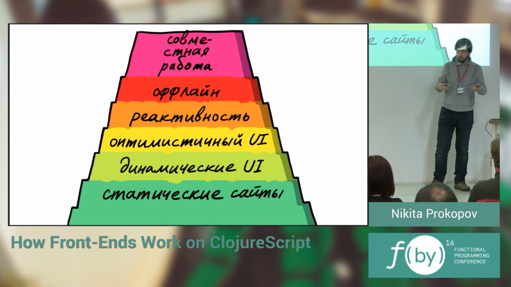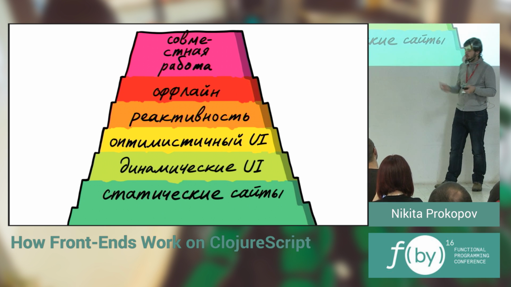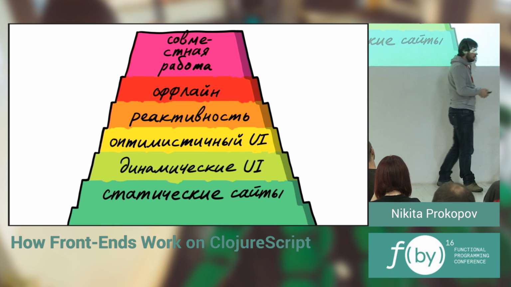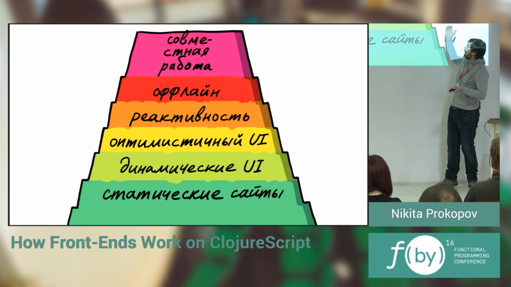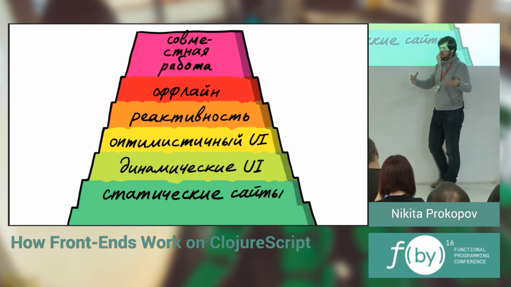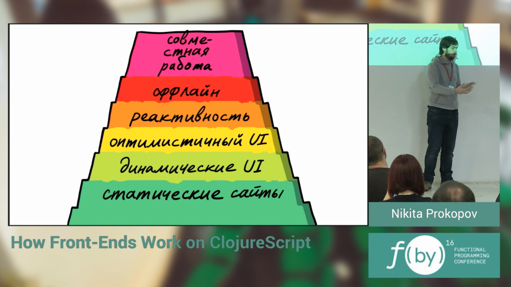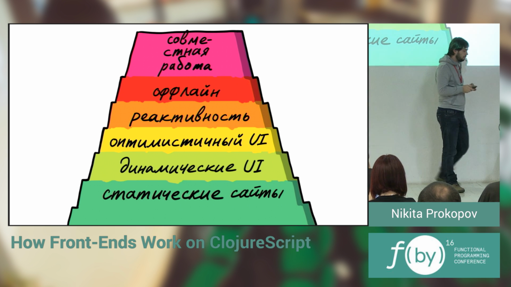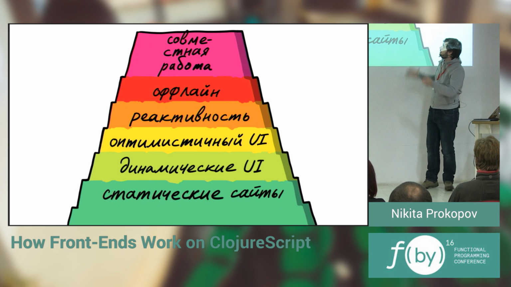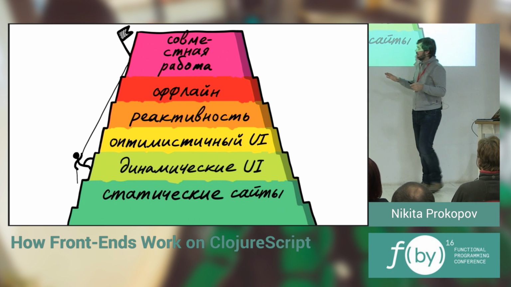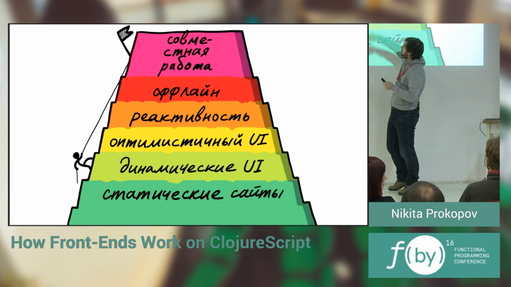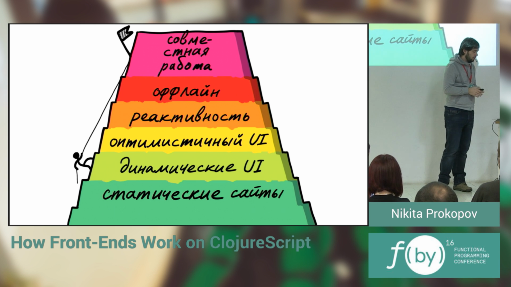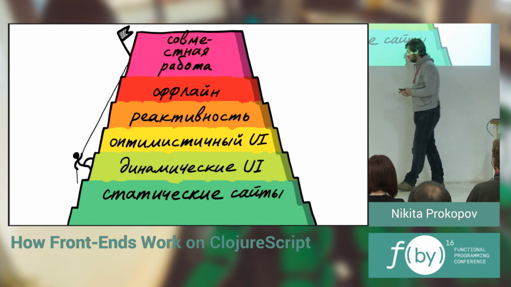And we have reactive applications, which use server push to deliver data for you without you explicitly asking. We have applications that work offline, and we have collaboration, when multiple people can work in the same application, see the changes of each other and do stuff together. So this is the basic pyramid of complexity, as I call it, and the idea for us here is to try to climb to the top of it and to see how we can get there today.